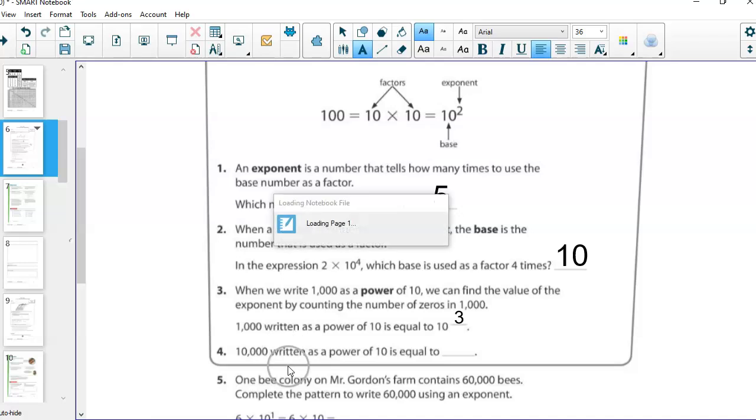And then 10,000 written as a power of 10. Oh no, something's happening.